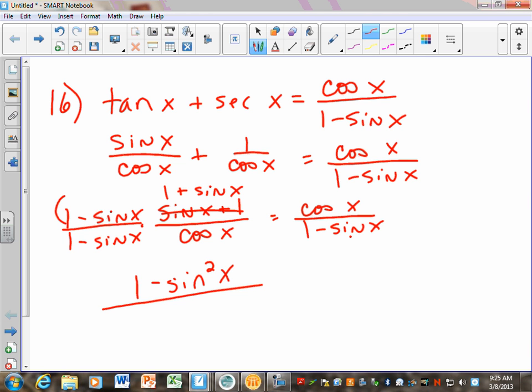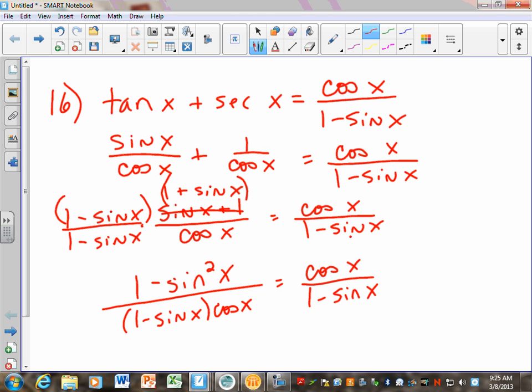Because I took this times this. Right? Difference of two squares. And on the bottom, I'm not going to multiply that out, because think about what I want. I want a 1 minus sine of x on the bottom, so I want to keep that together. And by doing this one extra step, maybe you can see what's going to happen here. Because now we can do some more simplifying.